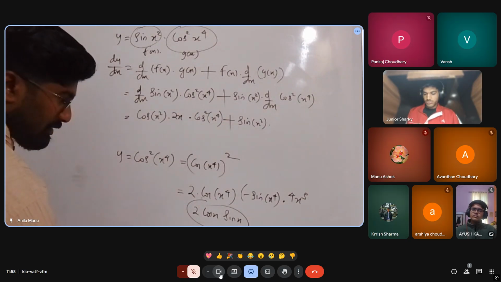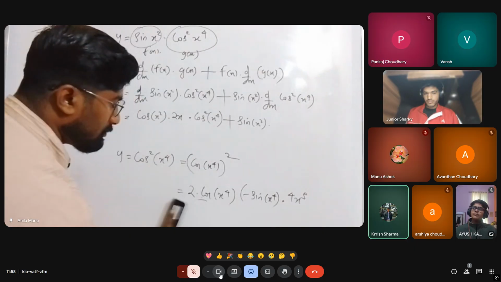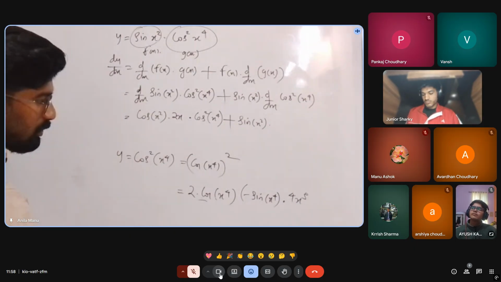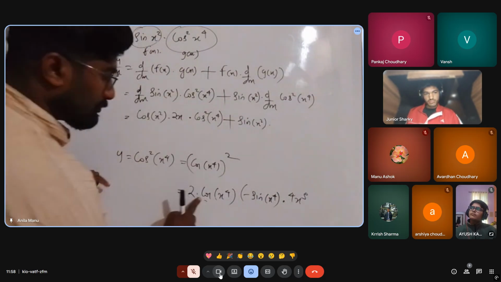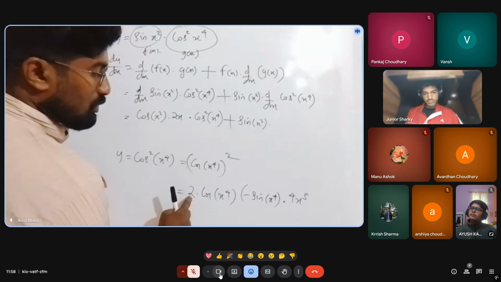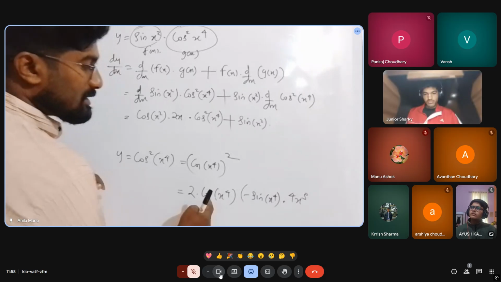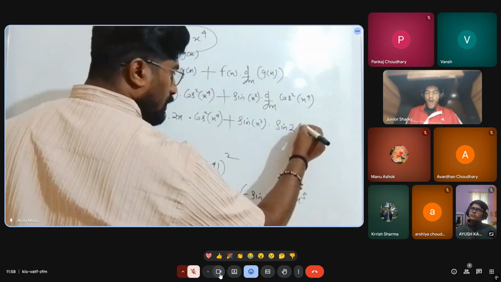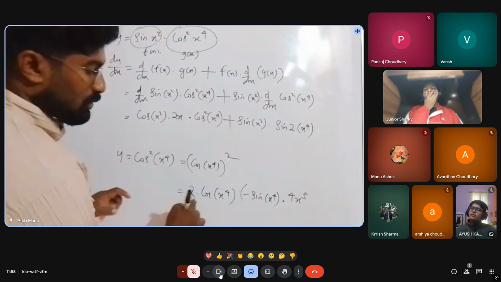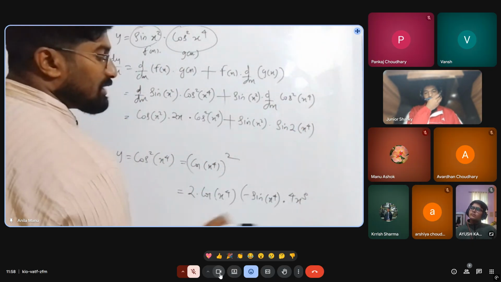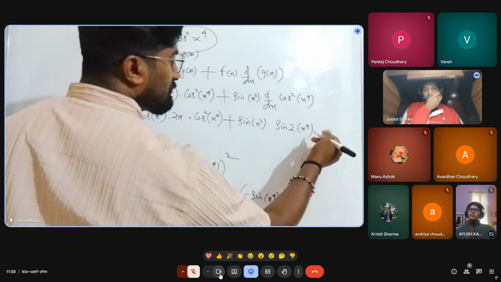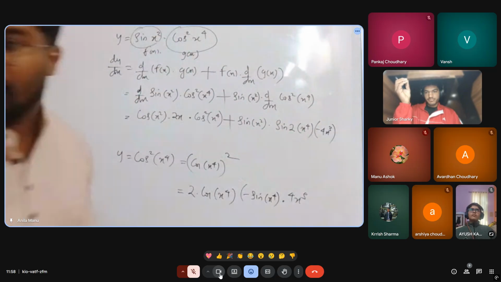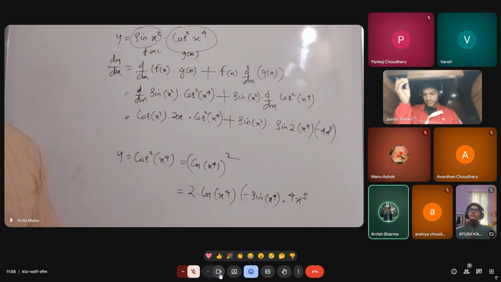Can you see? No, sir. See? Okay. So 2 sin x cos x I am writing sin 2x. So sin 2x raised to 4. Then we have minus 4x cube left over. That is what I am writing. Minus 4x cube. Clear? Yes, sir.